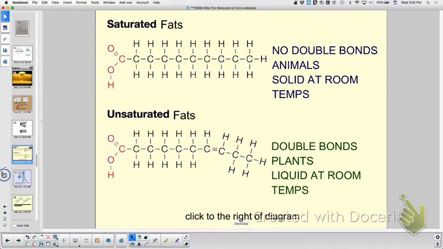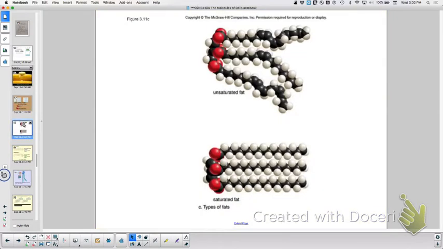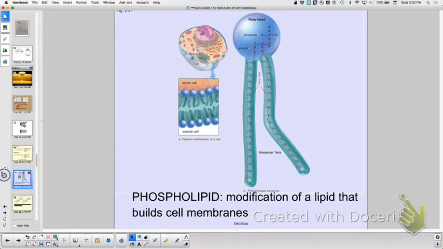Now, the other thing we need to talk about is a modification of this right here: removing one of the chains and replacing it with a phosphate group, and it's called a phospholipid. It's a major component of cell membranes because it's 2 rows of phospholipids. These long fatty acid chains are going to be hydrophobic. The phosphate with the phosphorus and the oxygen around it is going to be hydrophilic. And it's facing the watery interior of the cell or the watery exterior of the cell.